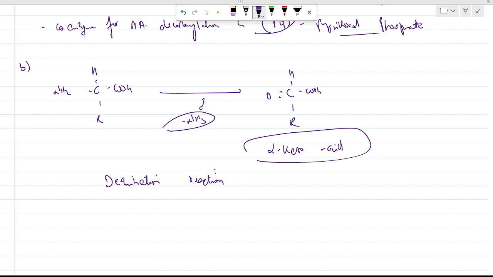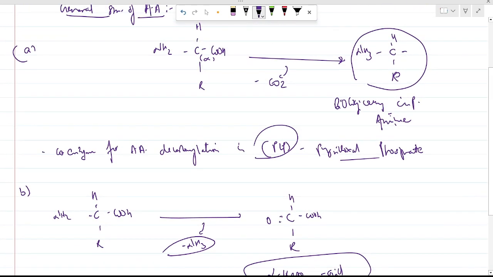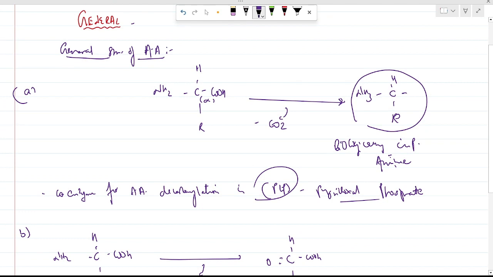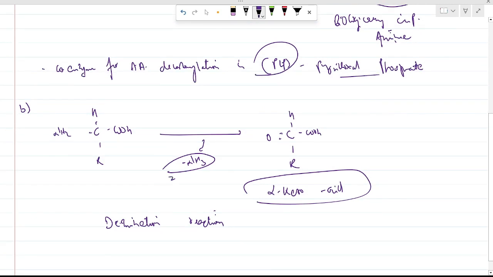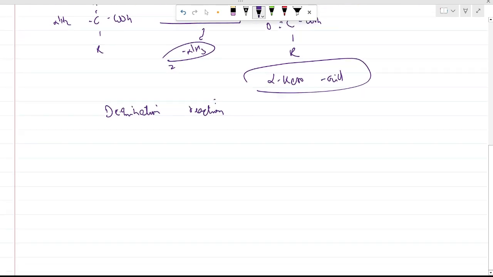So we have seen two basic reactions in which the two most important functional groups of an amino acid are removed. First COOH, as CO2, is removed, and then the amino group is removed. Biologically important amines and alpha keto acids are formed. So let's start our proper discussion with transamination.